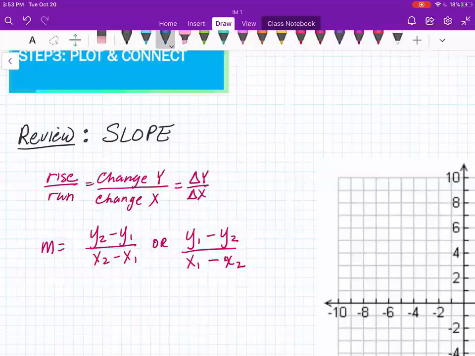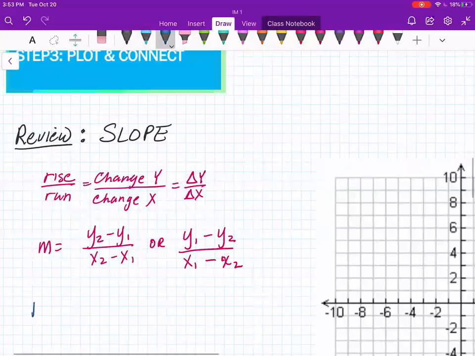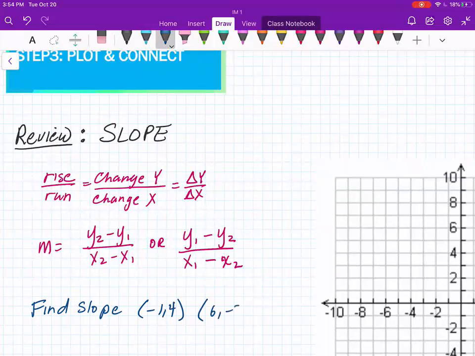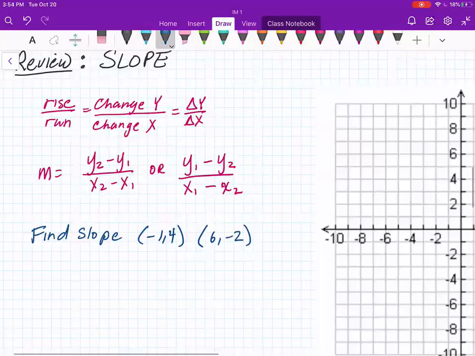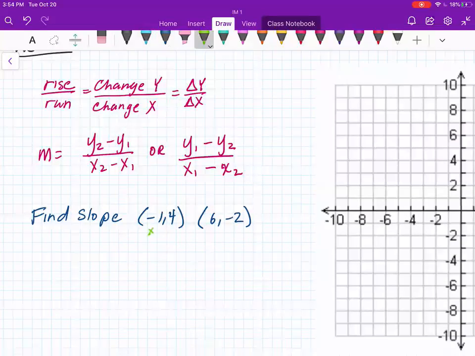An example would be find the slope of these 2 points, (-1, 4) and (6, -2). So I'm just going to label these x sub 1, y sub 1 and x sub 2, y sub 2. Why? Because the (-1, 4) was my first thing written on the page, so I put it as point 1. It doesn't matter which one you do, and I'll show you both ways.